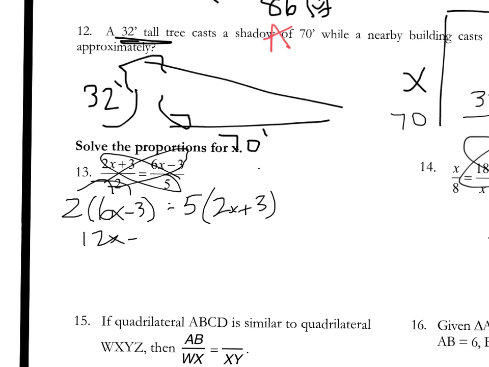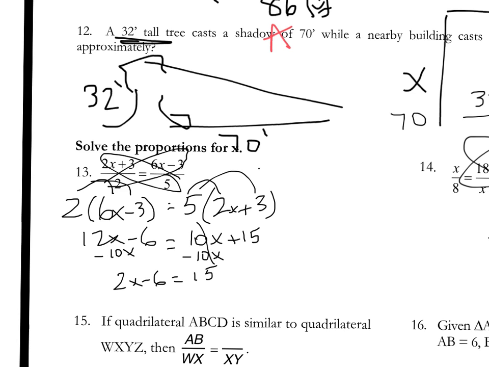Distribute, I get 12x minus 6. Distribute the 5, I get 10x plus 15. Let's move the x's to one side, so I'm going to subtract 10x. So I get 2x minus 6 equals 15. Let me just erase that little piece right there.